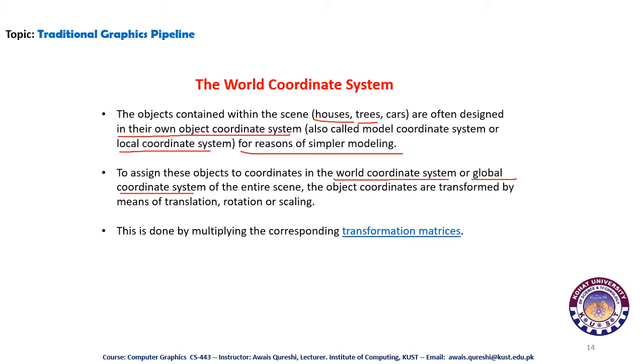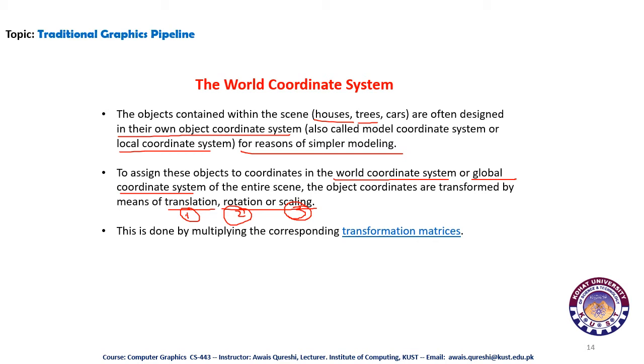the object coordinates are transformed by means of translation, rotation, and scaling. So these three steps are very much important: translation, rotation, and scaling. You have studied these concepts in your linear algebra course. I hope you have a basic understanding of these three concepts: translation, rotation, and scaling.